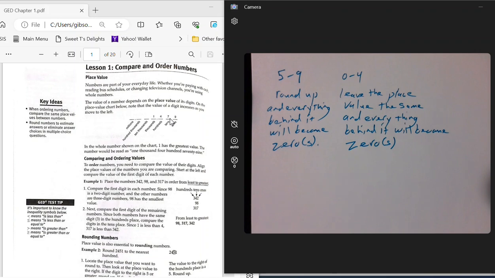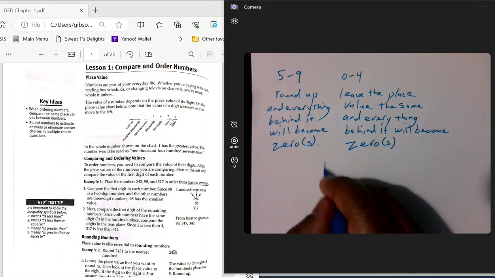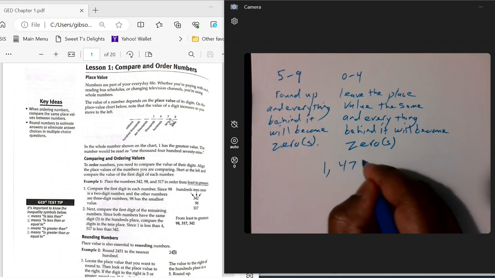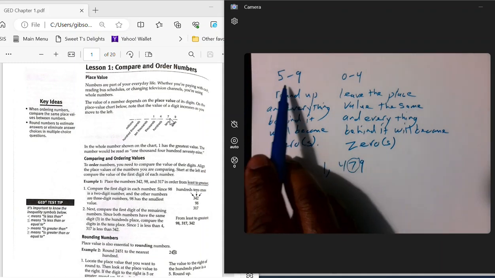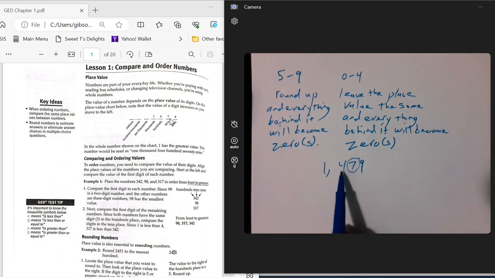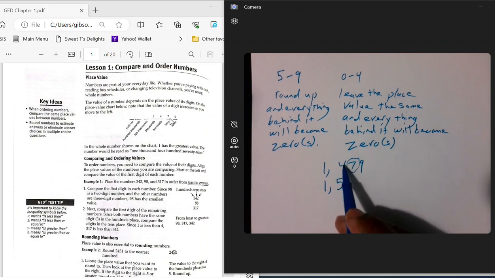For example, I said that I wanted you all to round this to the hundreds place, this 1,479. So if we round this to the hundreds place, we'll go here. This is a 7. We'll go to the tens place. This 7 falls in between the 5 through 9. So you would take this place value, this 4, and you would round it up by 1. So this 4 will become 5. Everything behind it will become zeros. So rounding 1,479 to the hundreds place will leave you 1,500. And again, we're going to go over more problems like this in the practice.